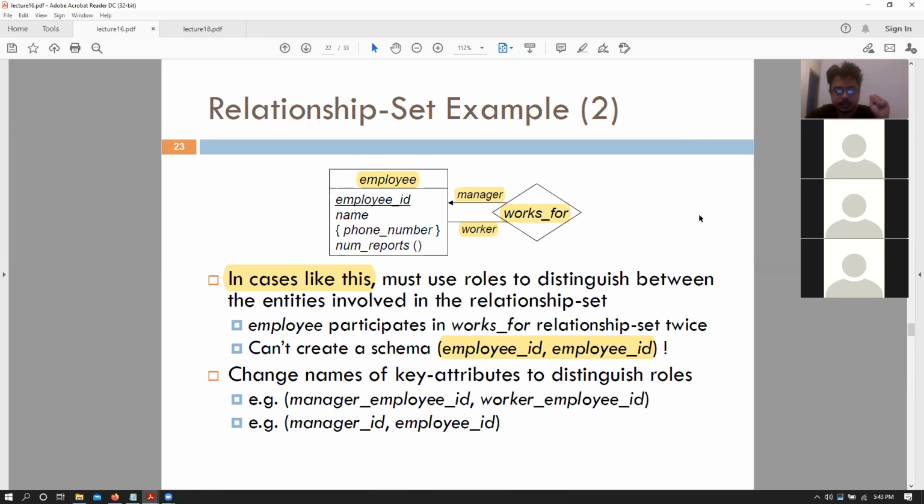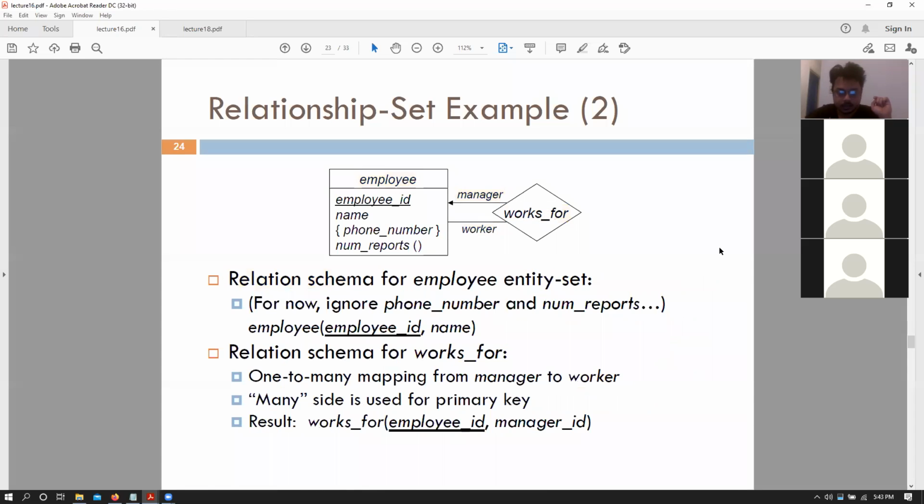Exactly, right? Because worker can be multiple and manager can be one. So wherever we have such a relationship, remember that the many part would be the primary key for this sort of relations, right? Okay, so the relationship schema for employee ID would have employee ID as its primary key, and basically the name of the employee, phone number, number of reports, and so on, all of those things as their attributes, but employee ID would be the primary key, right?